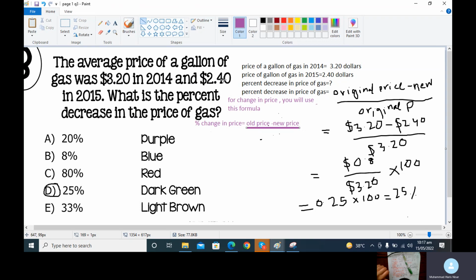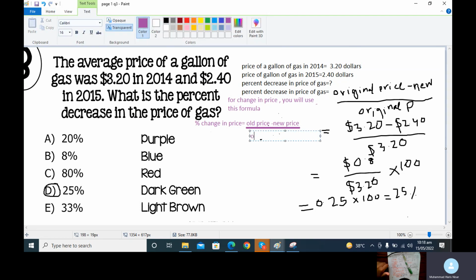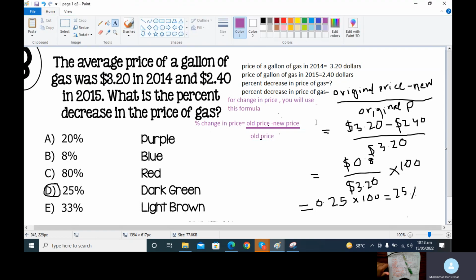So let me do this. Old price minus new price over old price, and you will multiply it by 100 if you want to do it in percentage. How come it's not new minus old divided by old times 100? Can you tell me again?